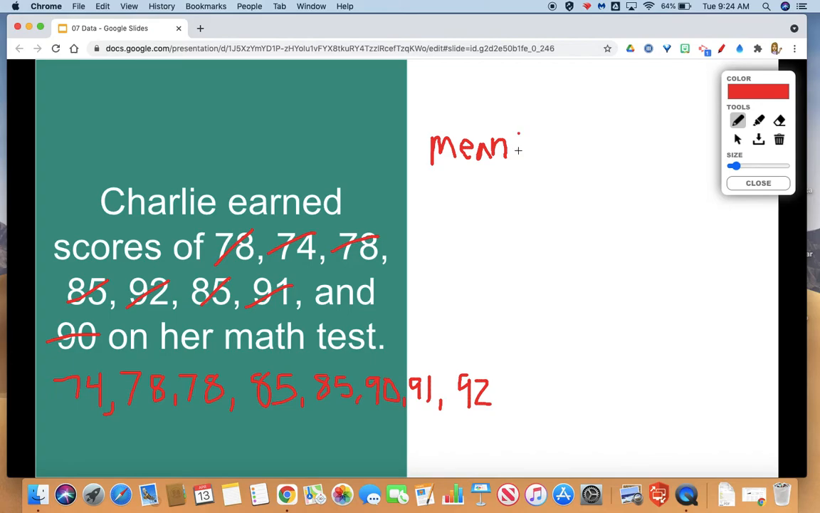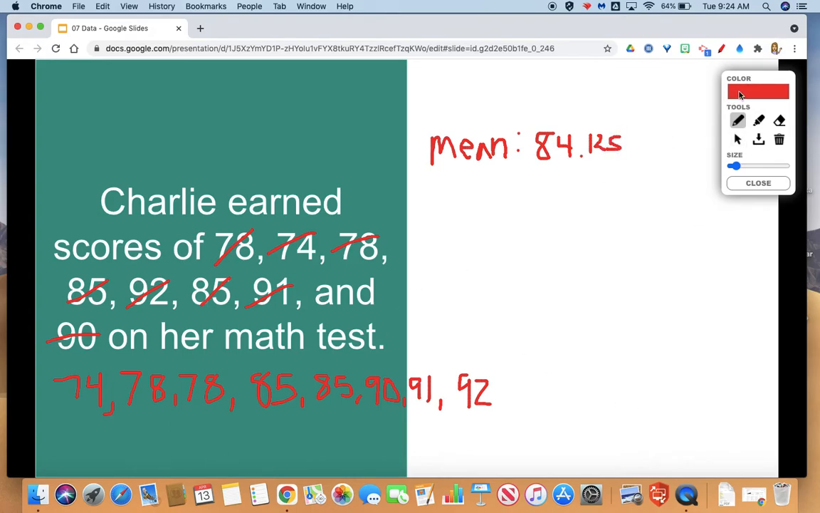When I add these numbers together, I get 673, and there are 8 numbers in the data set. So I'm going to take 673 divided by 8. I get a mean of 84.125. You could just round that to 84.1 if you wanted to, or you can keep all 3 numbers.